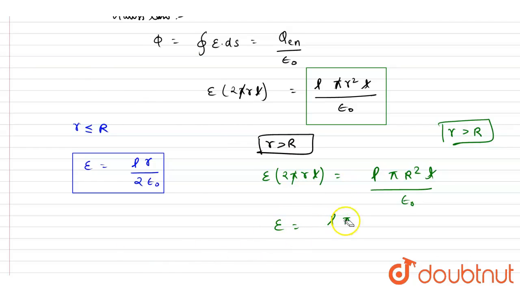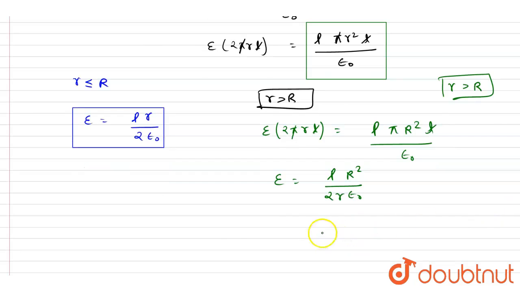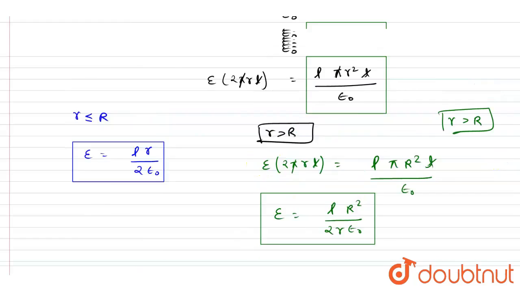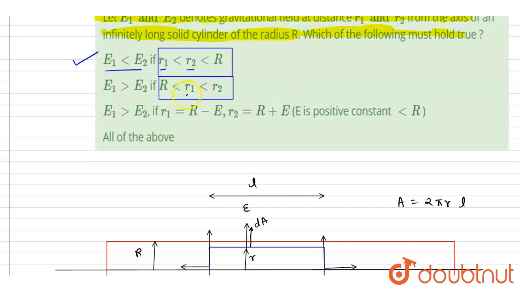Pi got cancelled, so I will write down E equals rho R square by 2 r epsilon naught. So it is inversely proportional to r. It is inversely related with the distance from the axis. If R1 is less than R2, then E1 will be more than E2. So basically, we know that for an outside point, it is inversely related. So this option is also correct. For B, this relation. For A, this relation. Inside point directly proportional, outside point inversely proportional.